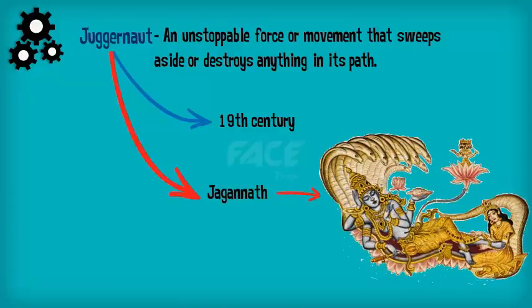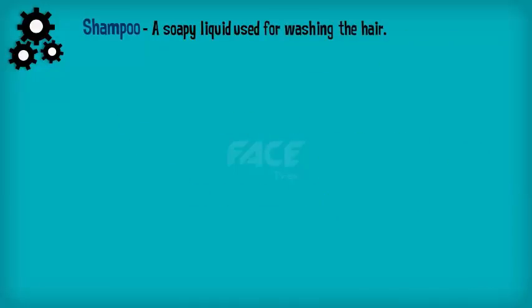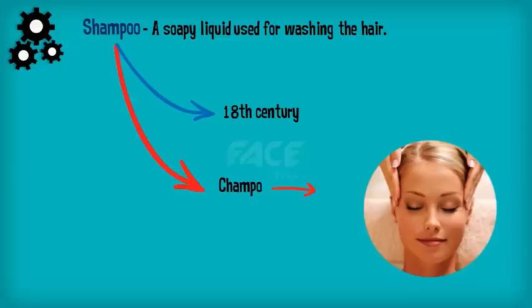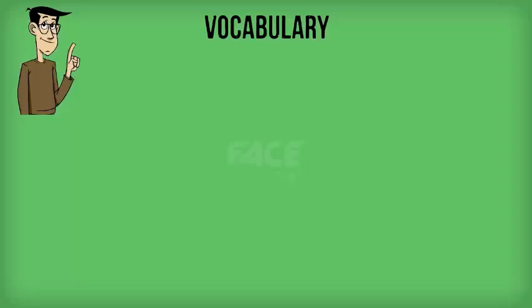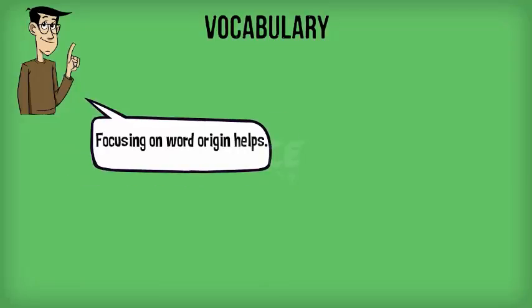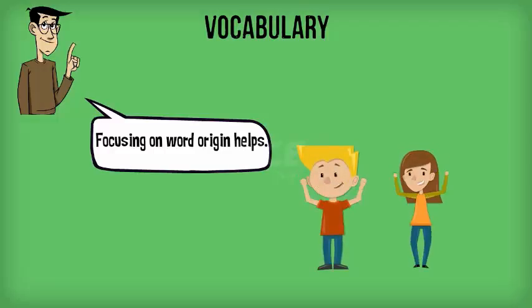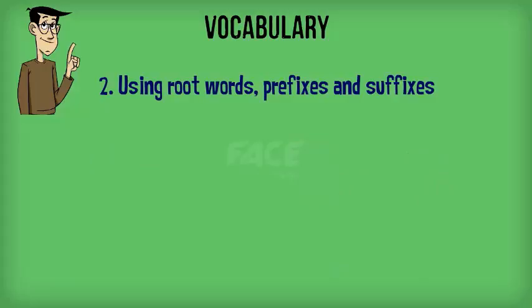Another example is shampoo, which is a soapy liquid used for washing the hair. It arrived in English in the 18th century and is derived from the Hindi word champu, meaning to squeeze or massage. Learning words by focusing on their origins helps in retaining the meaning of the word and also makes the process fun. Using root words, prefixes and suffixes.